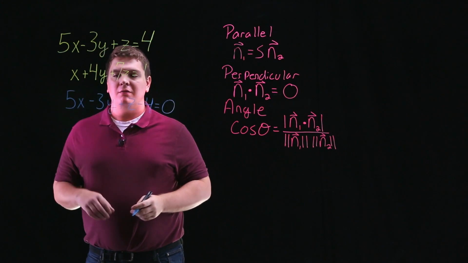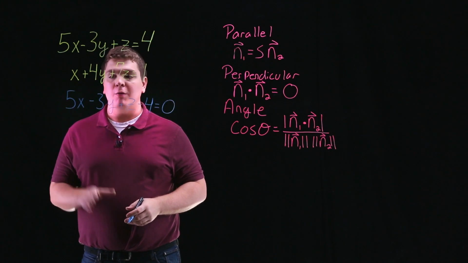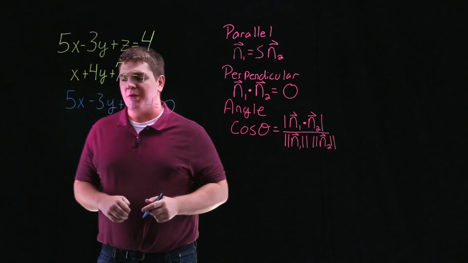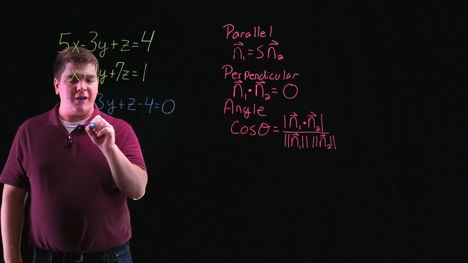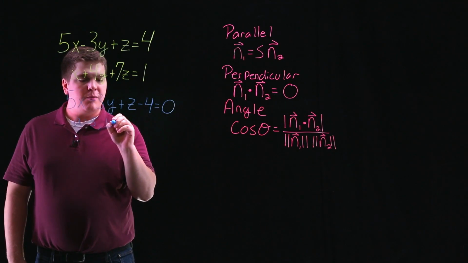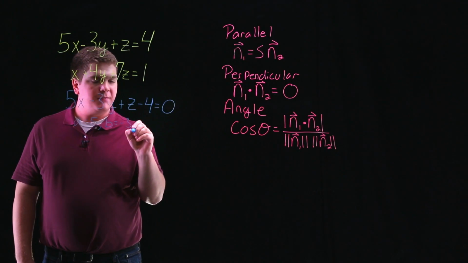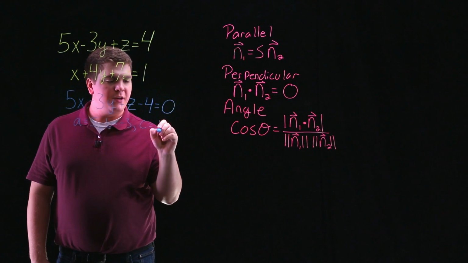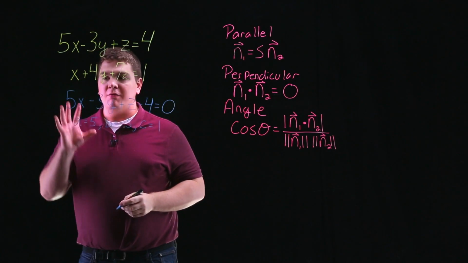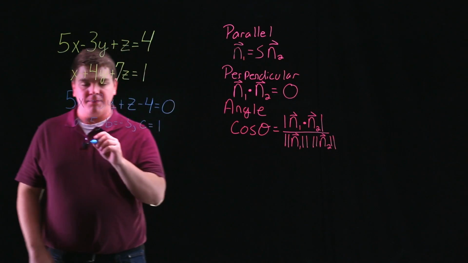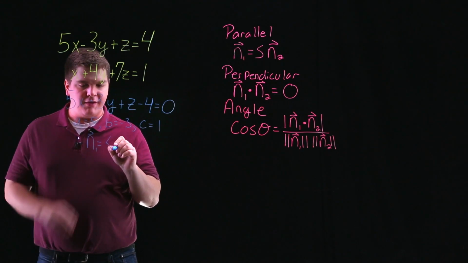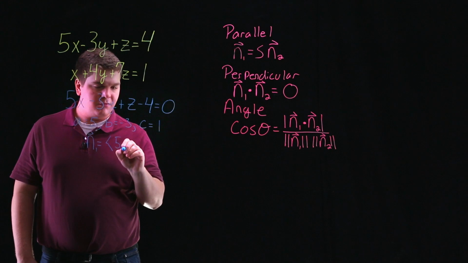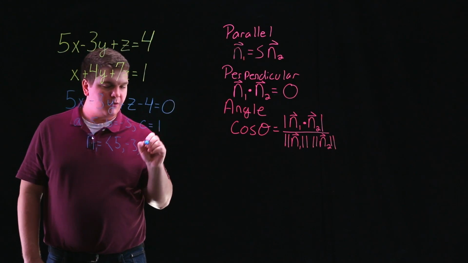So from here, since our equation's in the general form, we can pick up our direction numbers, which tell us that a is equal to 5, b is equal to -3, and c is equal to 1. So a vector which is normal to our first plane is going to be n1, the vector 5, -3, 1.